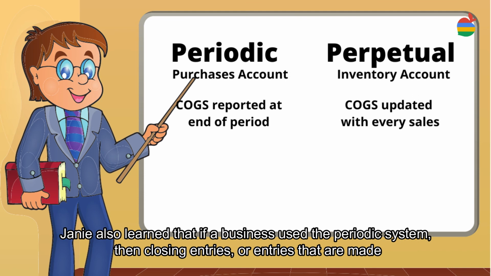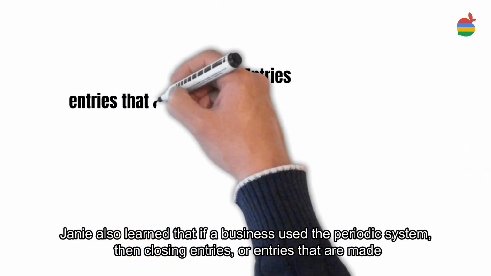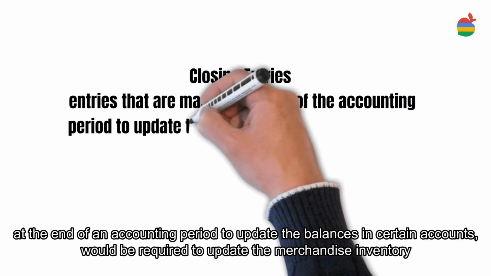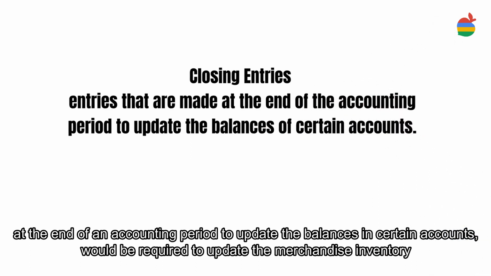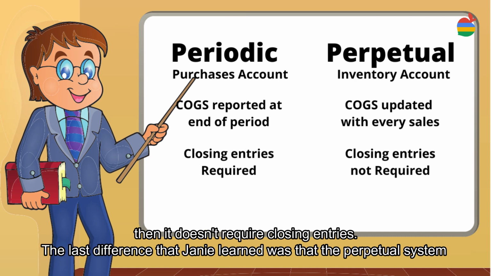Janie also learned that if a business uses the periodic system, then closing entries, which are made at the end of the accounting period to update the balance in certain accounts, would be required to update the merchandise inventory and the cost of goods sold accounts. Since the perpetual system updates these accounts with every sale made, it doesn't require closing entries.